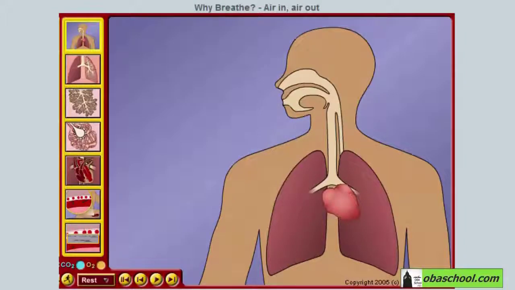This is an interactivity in which we will explain the breathing process. How does air enter the lungs and how does it leave them?